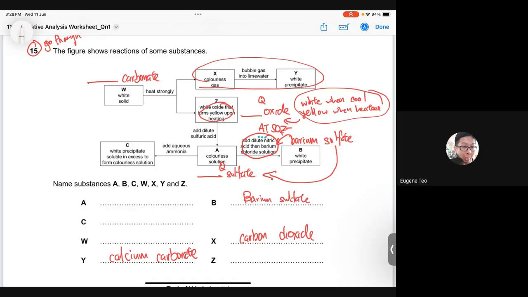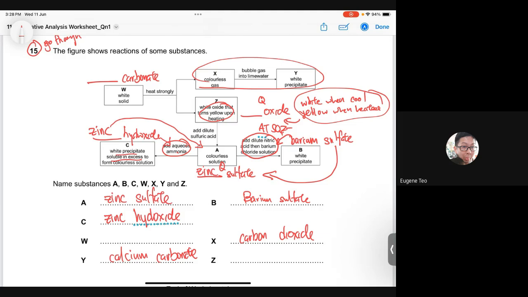Then what's the cation present in A? I add aqueous ammonia, so it must be something hydroxide. What hydroxide is it? Aqueous ammonia, white precipitate, soluble in excess. There's only one possible one here, which is zinc. So C is zinc hydroxide. And once I know it's zinc hydroxide, where did the hydroxide come from? The aqueous ammonia. The zinc must have come from the solution A, which tells me A must be zinc sulfate. Okay, A is zinc sulfate.